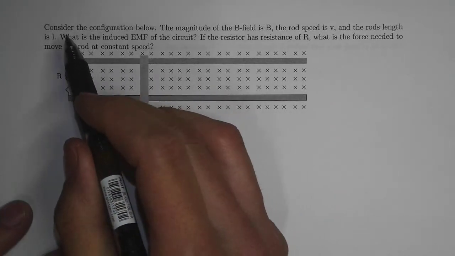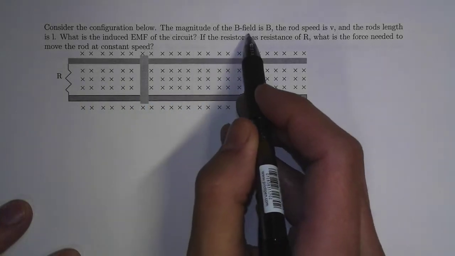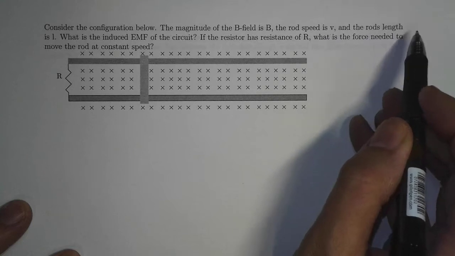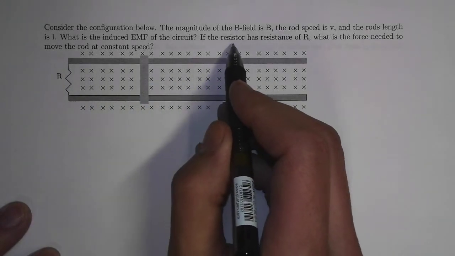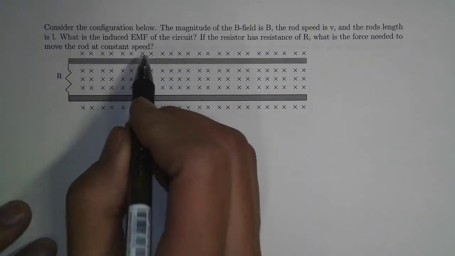Following problem. Consider the configuration below. The magnitude of the B field is B, the rod speed is V, and the rod's length is L. What is the induced EMF of the circuit? If the resistor has resistance R, what is the force needed to move the rod at constant speed?